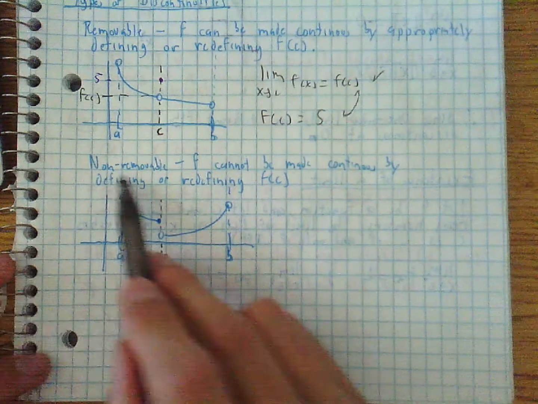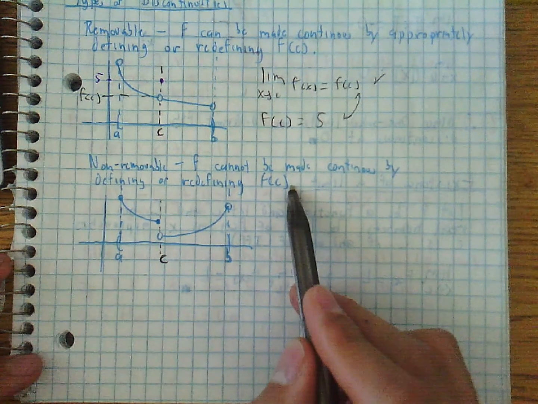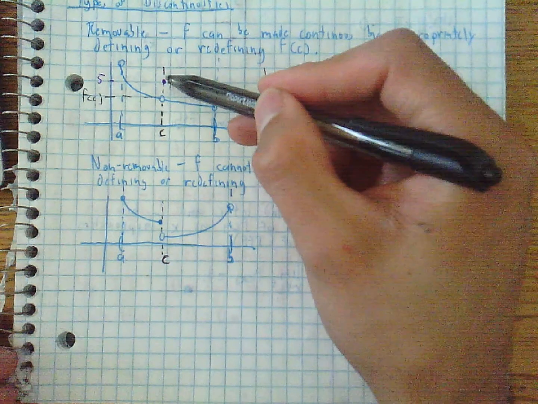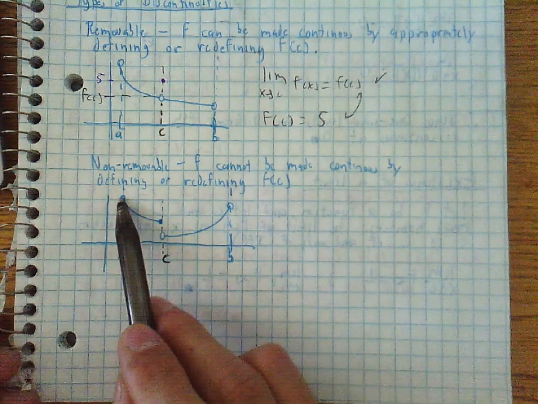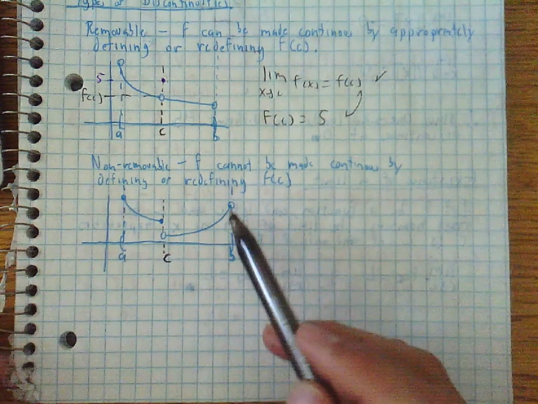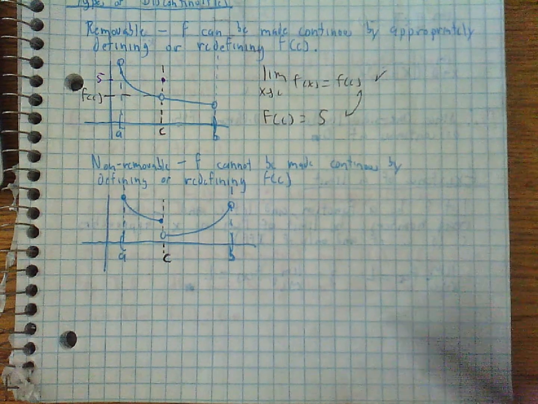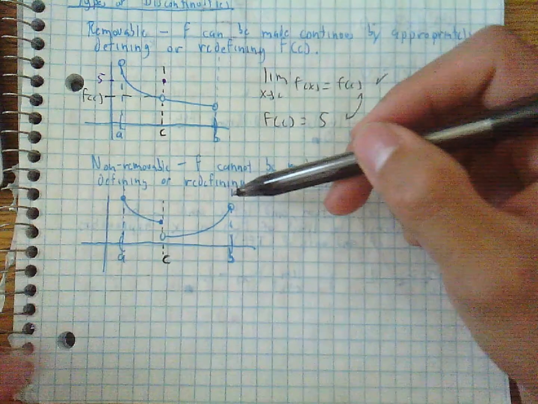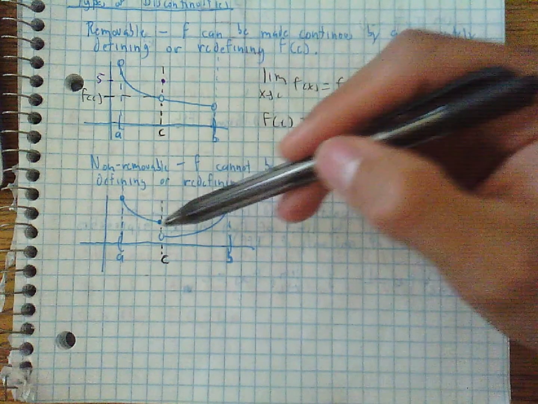Now, non-removable, on the other hand, is when f cannot be made continuous by redefining f of c. In other words, you can only move one point. Like here, I could just move that one point and then make this thing whole, and it would just be continuous. In this case, notice how I have one completely separate graph here from this one. It's an entire interval. It's not just one point. It's completely many points. So you cannot just pick up the entire function and move it up in order to make it continuous. But hopefully it is obvious to you that this thing is discontinuous.